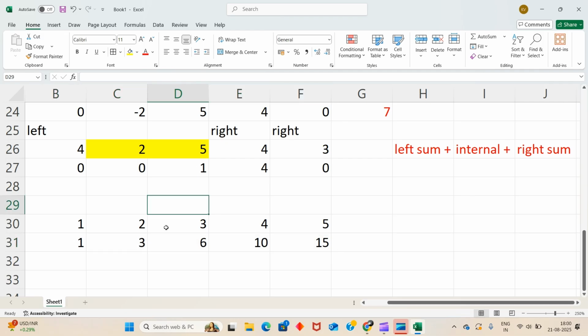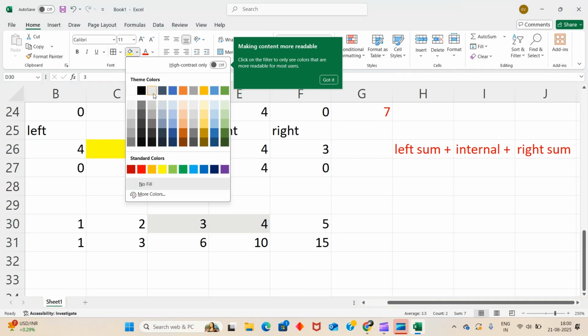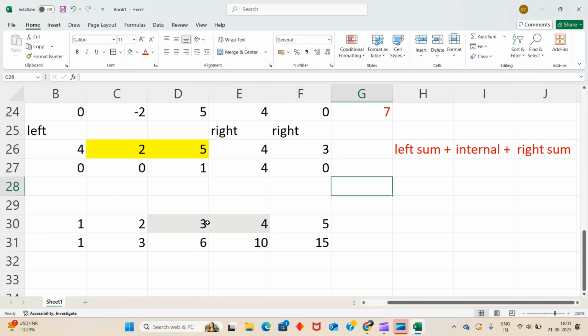Okay, so for example, I want the sum between these two. Let's, I'll mark it as gray. I want the sum between these two. What will I do?